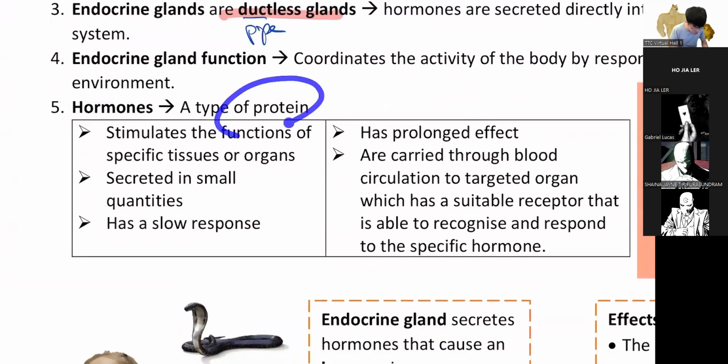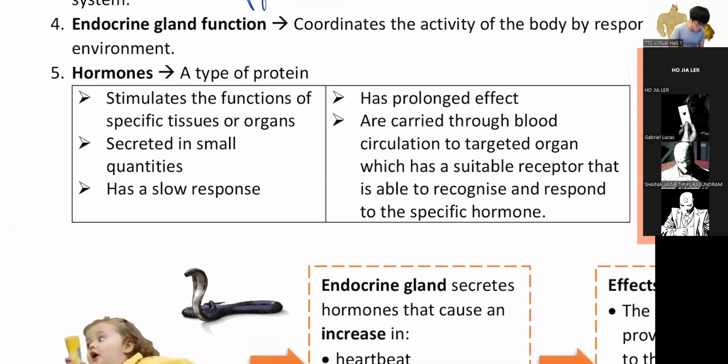All right, so hormones, they are a type of protein. Okay, guys, do not underestimate your hormone. A little bit of hormones can do a lot of things. So let's look at what are they. Your hormones will stimulate the function of specific tissue organs. Like I said, specific tissue.